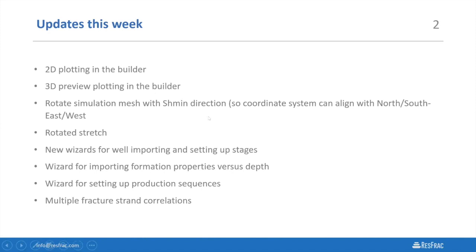Traditionally, we've asked that the user try to align the simulation mesh direction with the direction of fracture propagation. That may not be north-south, and that's been confusing for people because that meant that the coordinate system was not north, south, east, west. So now the mesh can rotate, which allows you to use a true north coordinate system. I'll talk through that. Several things support that change. In the 3D visualizations, you can now stretch the visualization in the direction perpendicular to the fracture propagation direction, and that's rotated, so it doesn't have to just be an X or Y direction stretch.